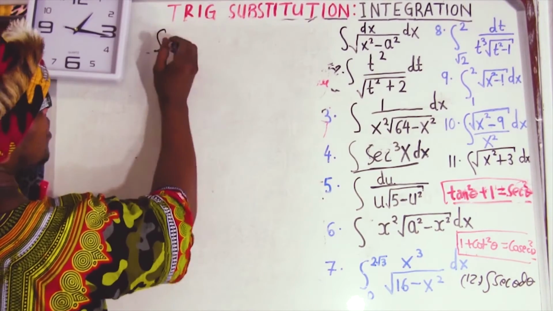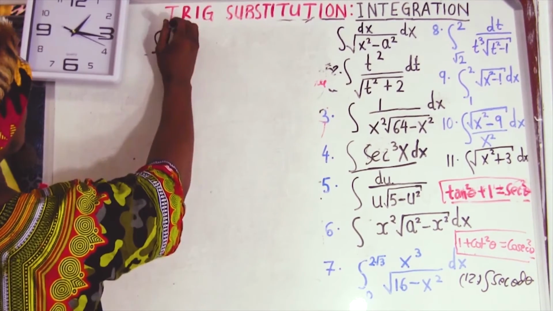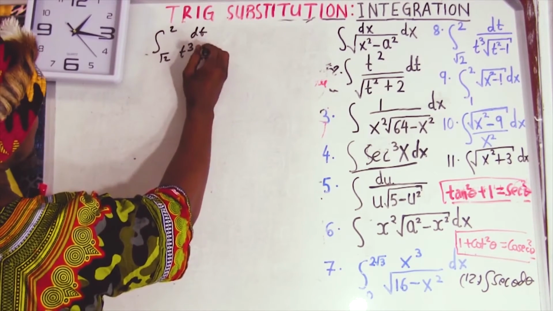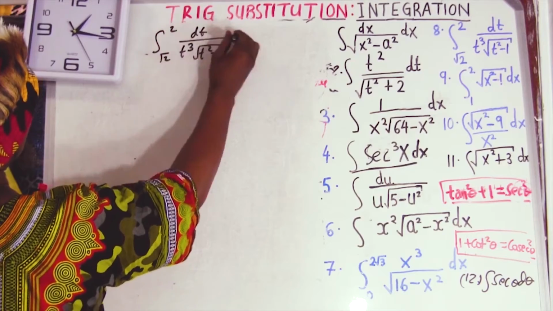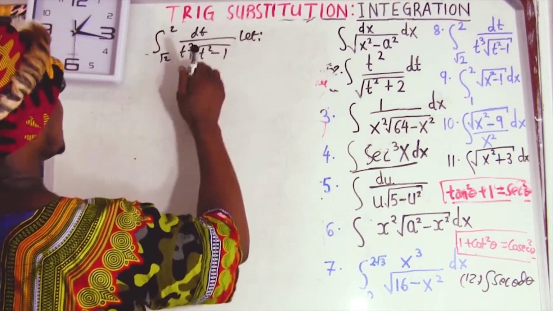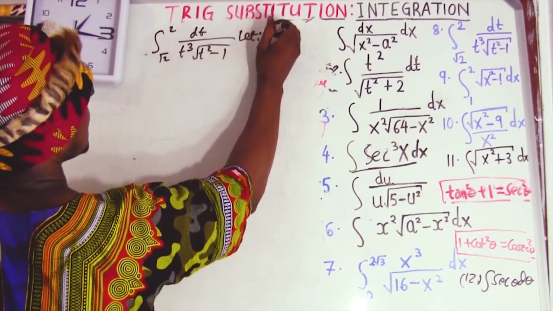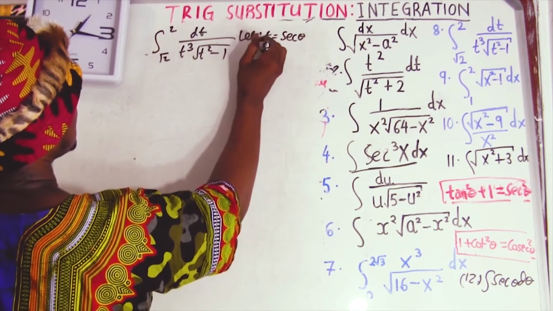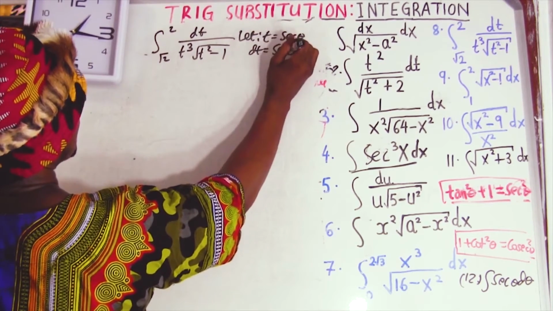So we say, okay, integral from square root of 2 to 2, dt over t cube times the square root of t squared minus 1. So let t equal to sec of angle. So it's going to be t equal to sec theta, dt equal to sec tan.